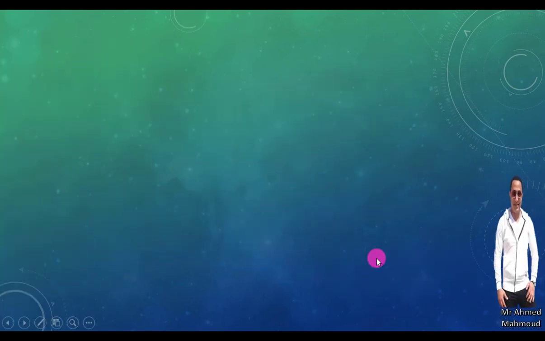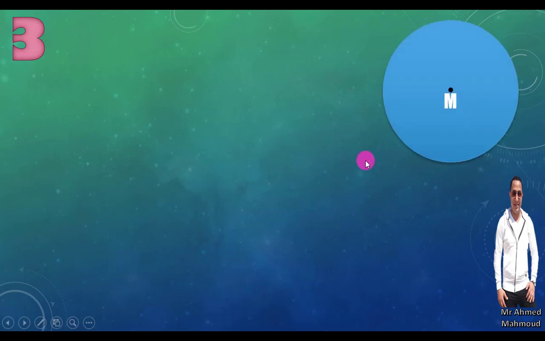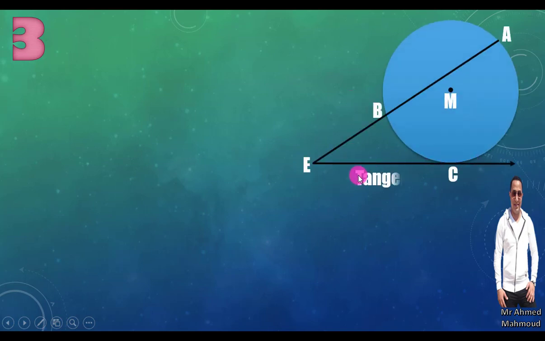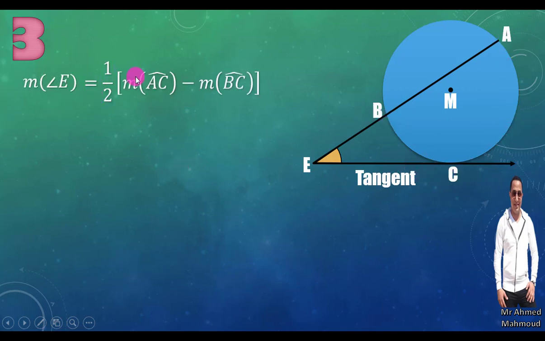Two other rules related to the last rule. The last rule was two secants. If we have now a tangent and a secant, they also have an angle between them called angle E. It equals half AC minus BC. E equals half AC minus BC, as we see, AC and BC.